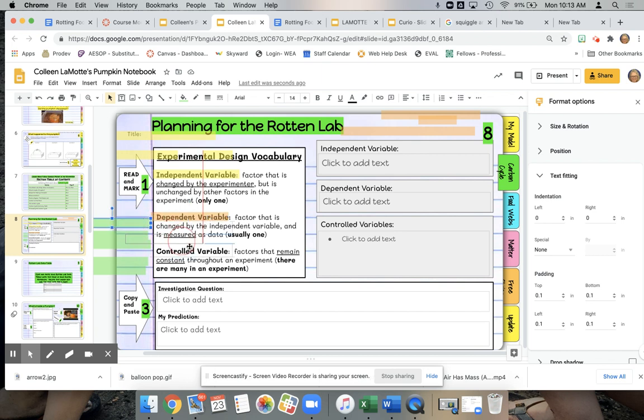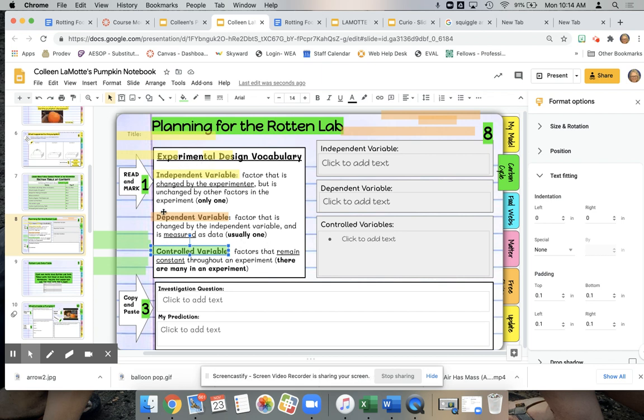Finally, we have our controlled variable. The controlled variables are the factors that remain constant throughout the experiment. So notice up here we said that for our independent variable, there can be only one. The controlled variables are making sure that there is only one independent variable. And there are many in an experiment.